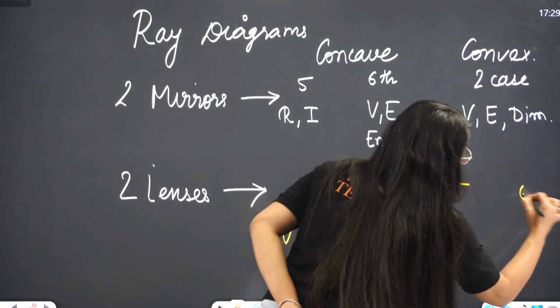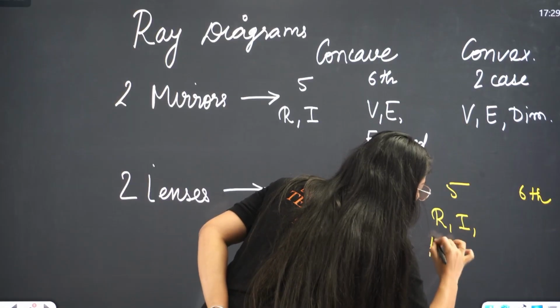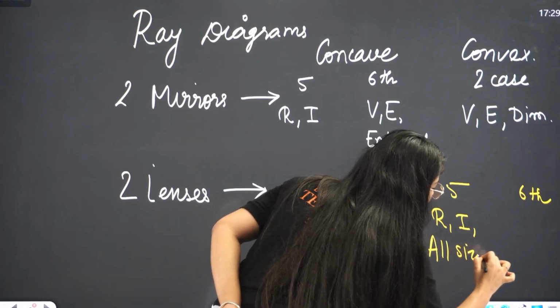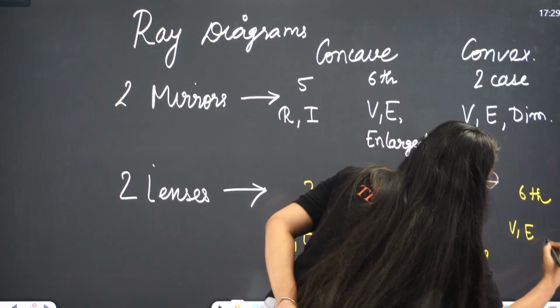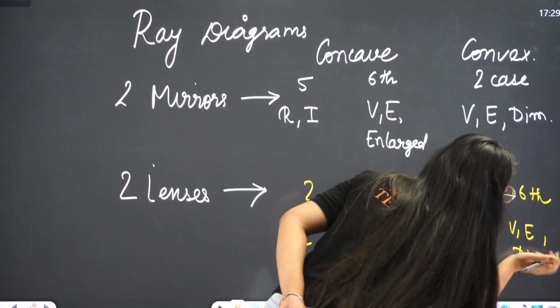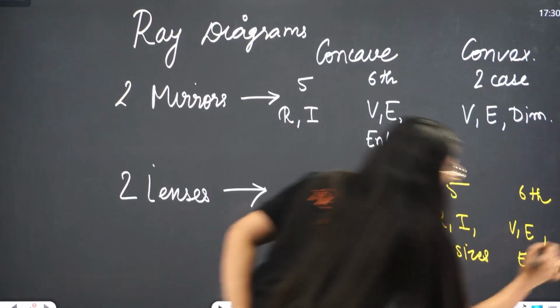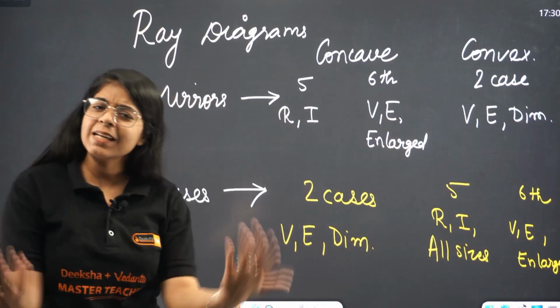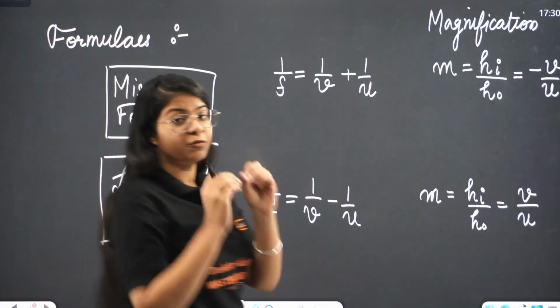5 cases and a 6th case. 5 cases are real and inverted and all sizes of images are formed. In the 6th case, it is virtual, it is erect, and it is enlarged. Diminished is the case of concave lens. Understood? Very clear? Okay. Now, moving on, we have some very important formulas.